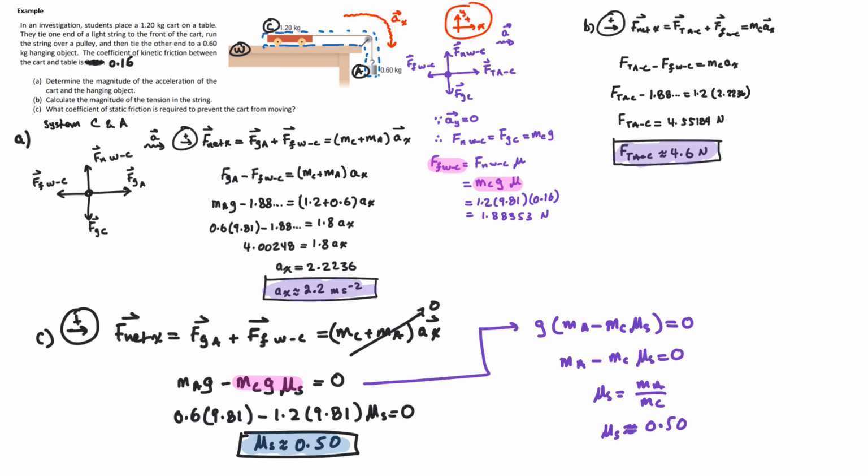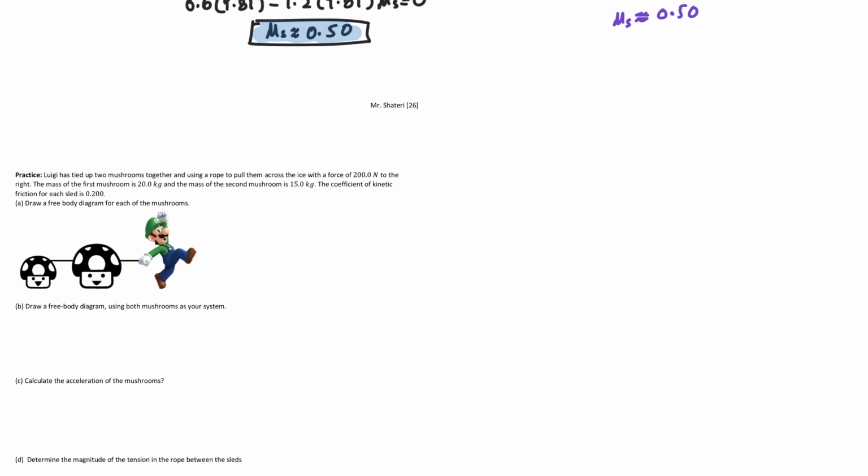All right, let's do another example. All right, we got Luigi, who has tied up two mushrooms together and using a rope to pull them across ice with force of 200 newtons. So this force over here is going to be 200 newtons to the right. The mass of the first mushroom is 20 kilograms.